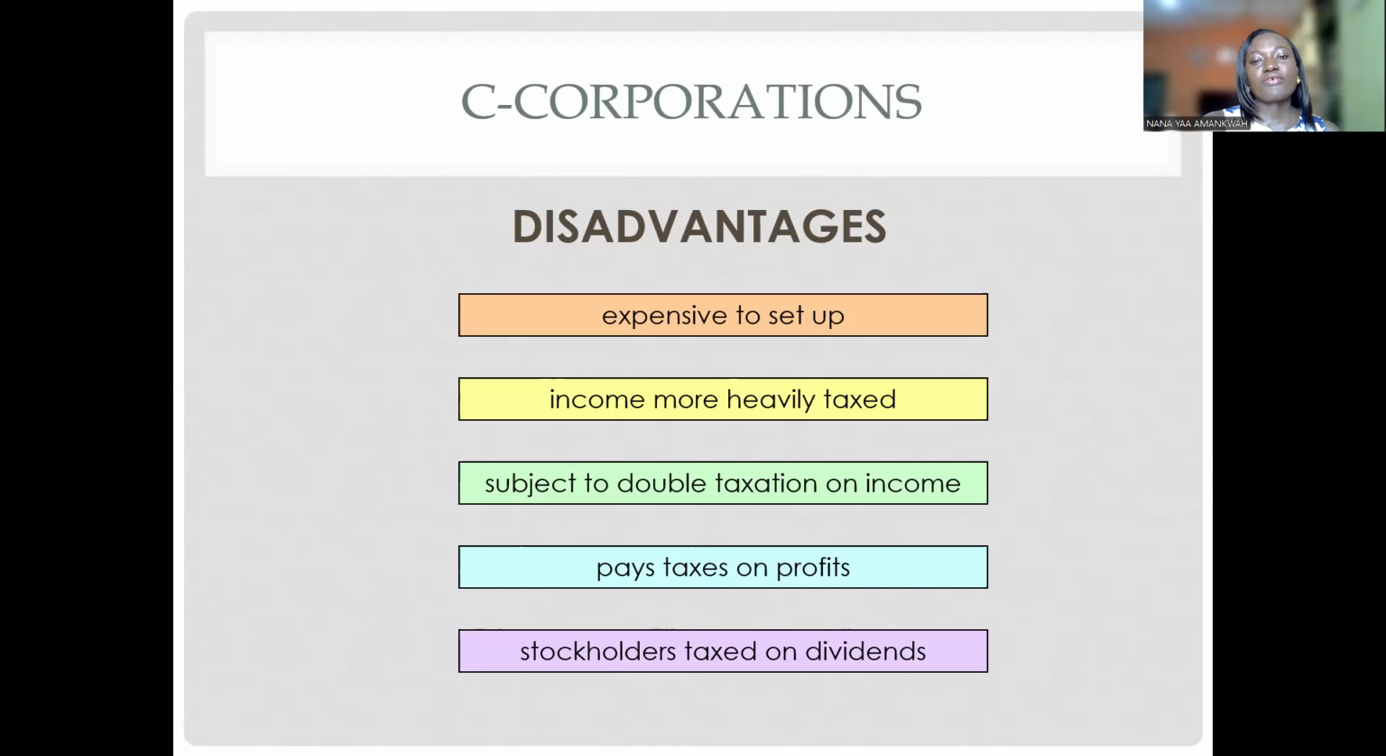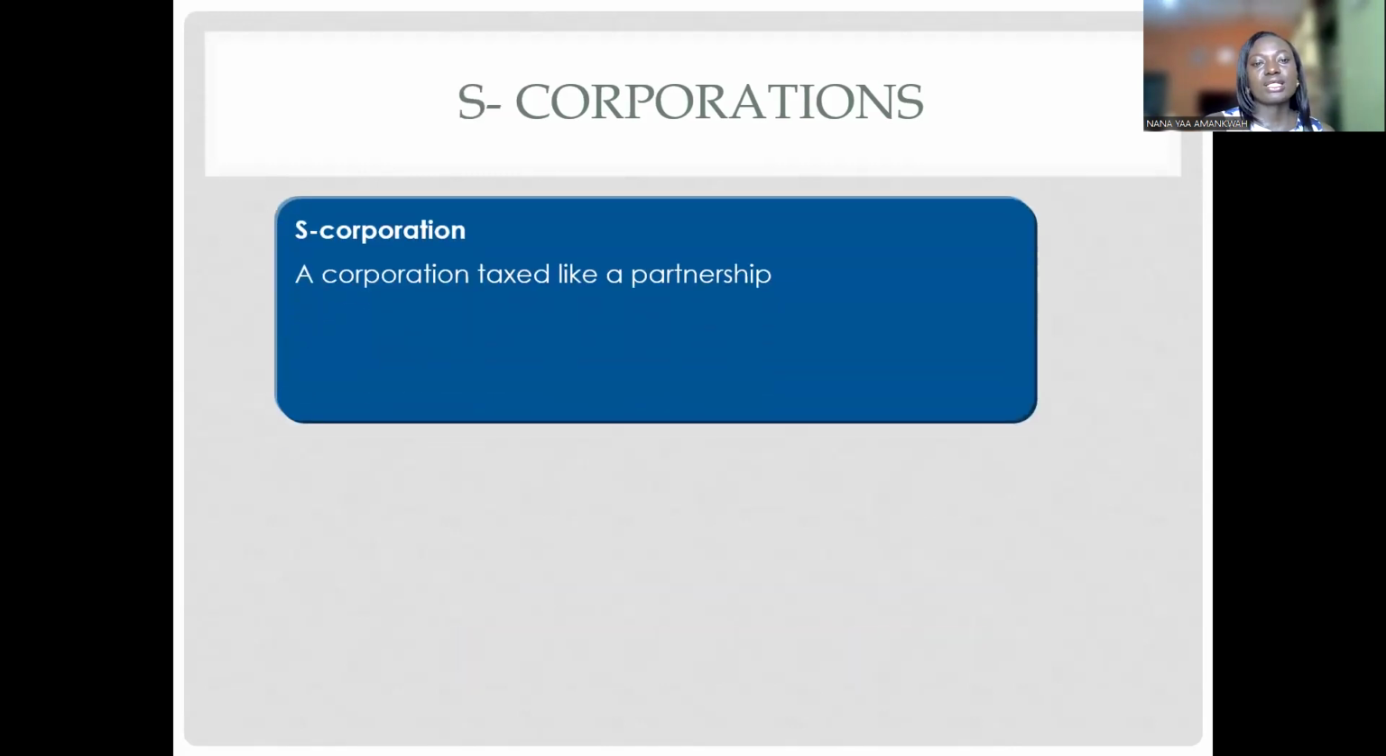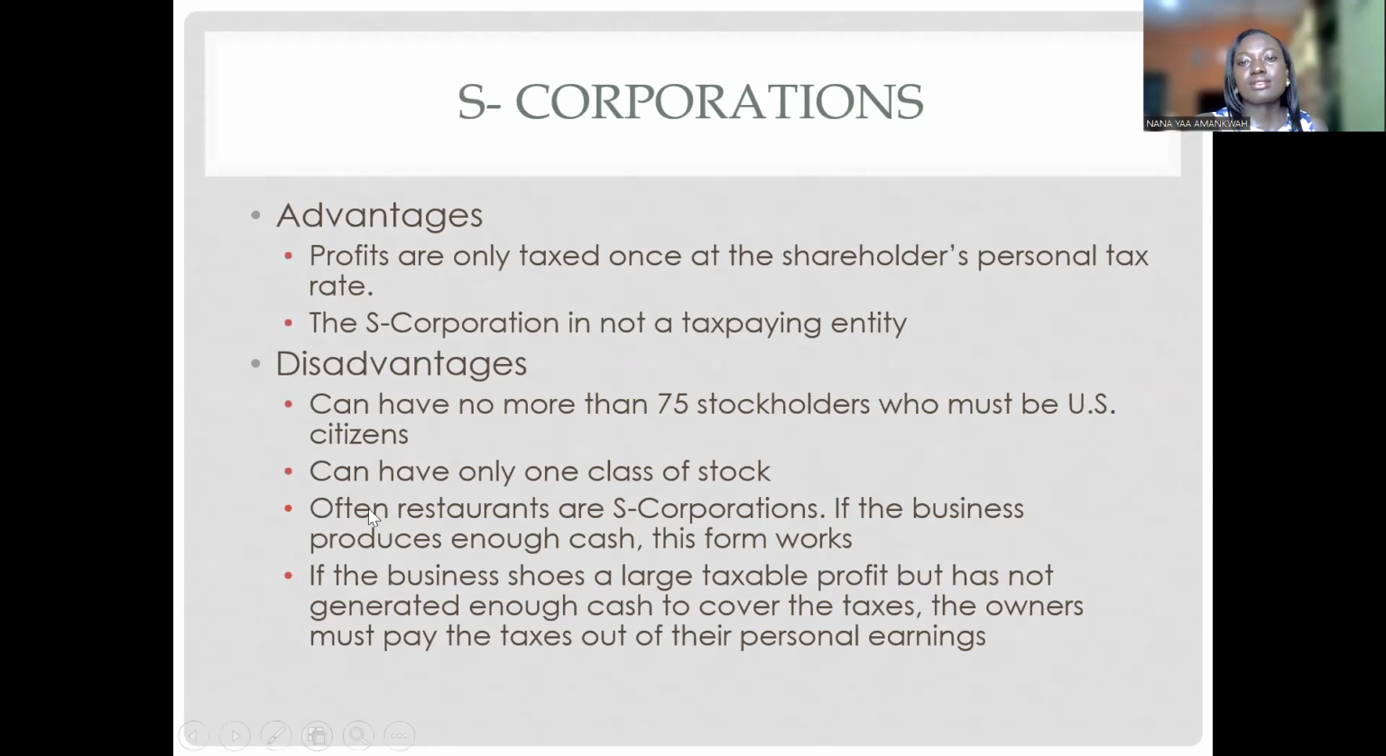Now the C corporation pays taxes on profits, and stakeholders are taxed on dividends. The S corporation is taxed like a partnership. So the S corporation is sort of not double; you just tax once, okay, and that makes it better than the C corporation in terms of taxation. You don't tax the business and also tax the shareholders.